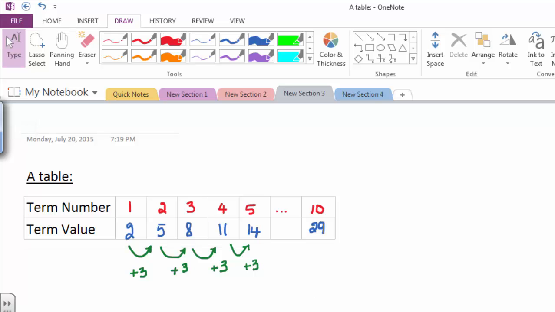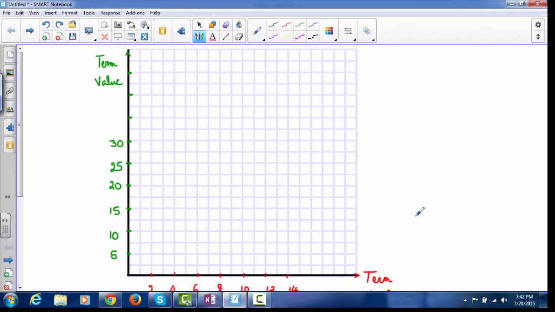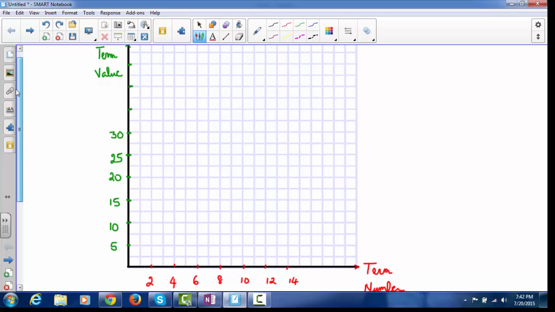Okay, let's check the second method, the graph. The graph method, as you can see in this drawing, I am using a graph. This graph is between the term number and the term value. Again, in the same way, we are only introducing term number and term value.